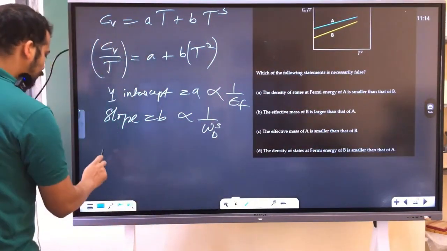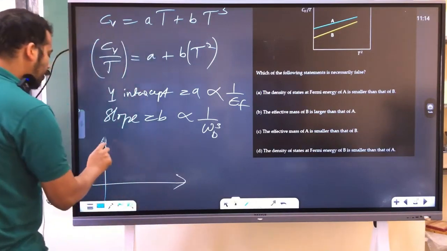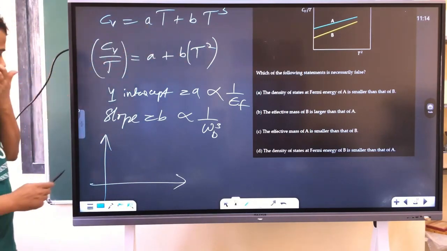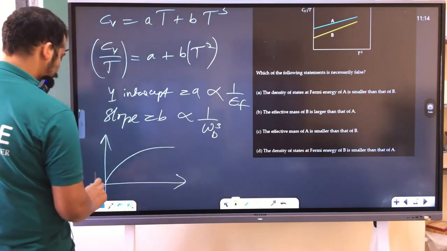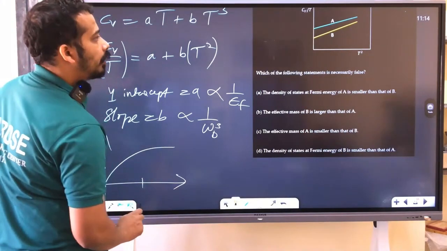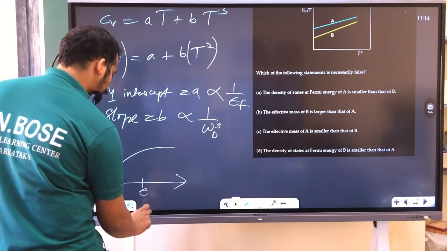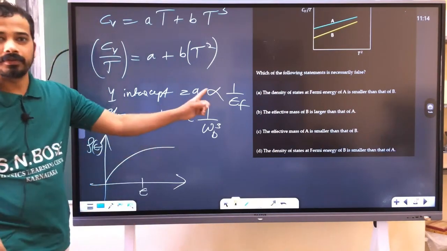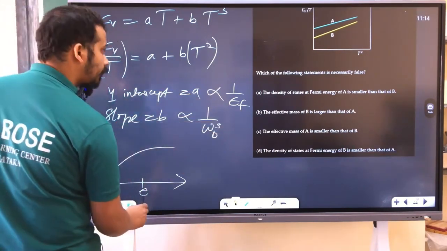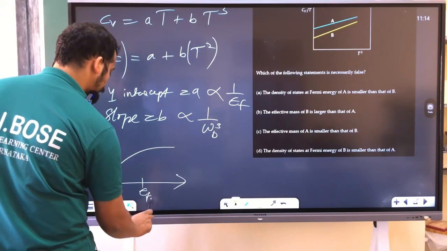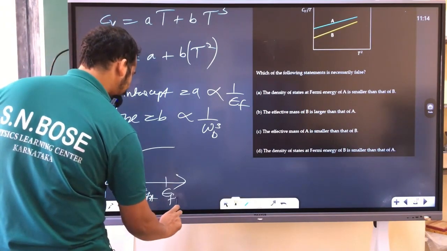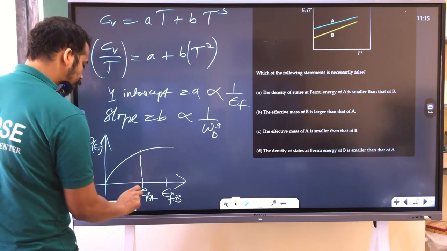Now look here. Rho of E is proportional to root E, E to the power d by 2 minus 1, the usual one. That root E curve is like this. Now suppose metal B has lower Fermi energy. No, higher, because this y-intercept is inversely proportional to Fermi energy. So A has lower Fermi energy, so EFA is here and EFB is somewhere here. So now the density of states.